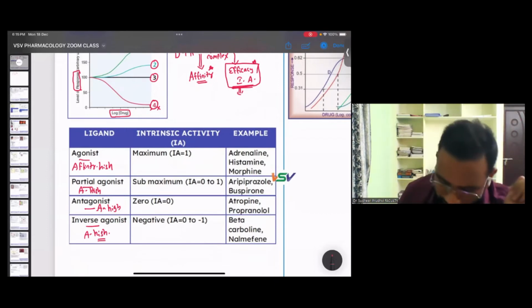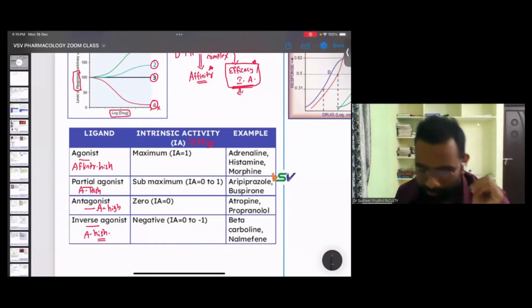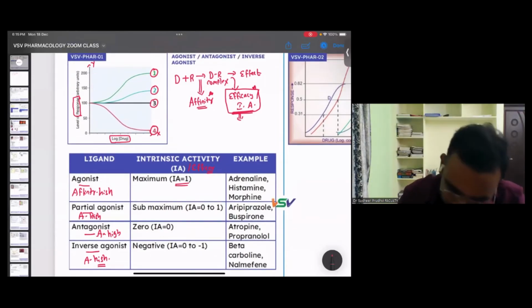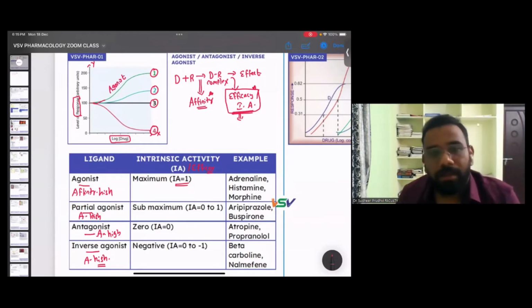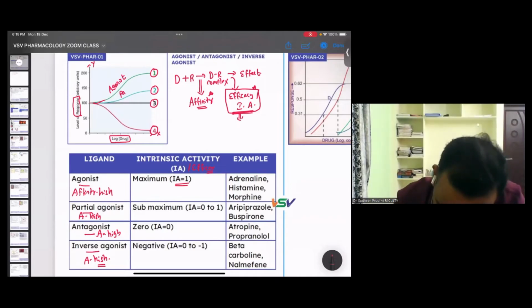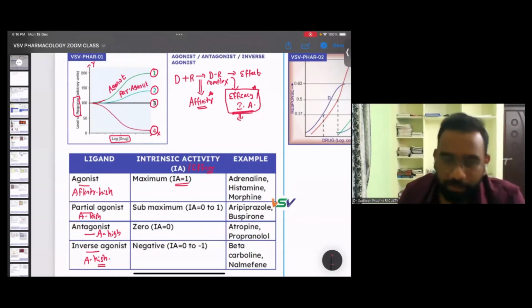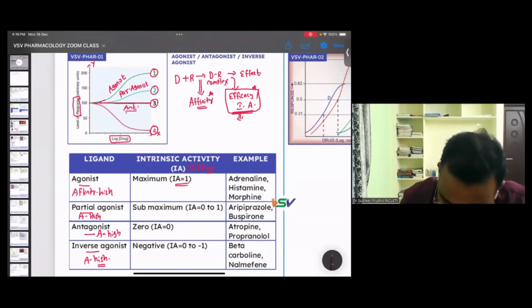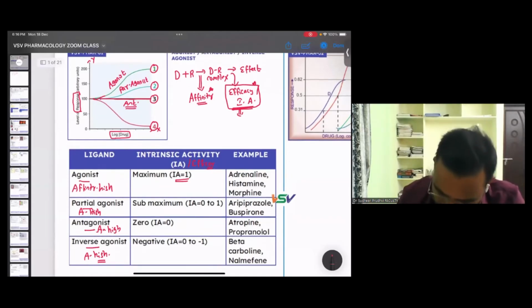Now, based on intrinsic activity or efficacy, we classified them into 4 categories. Agonist means we have the highest efficacy. For partial agonist, efficacy is a bit high, but not as high as the agonist. For the antagonist, affinity is high, but there is no intrinsic activity; it is just 0. Remember, it is literally 0.